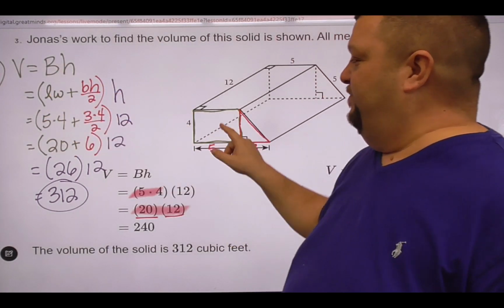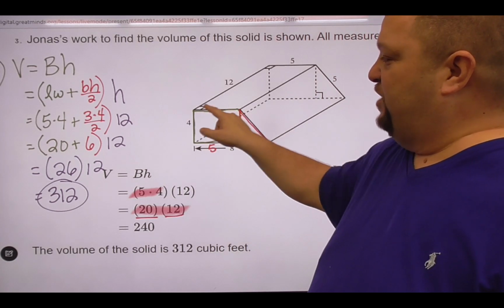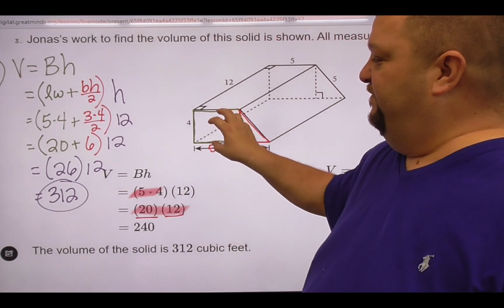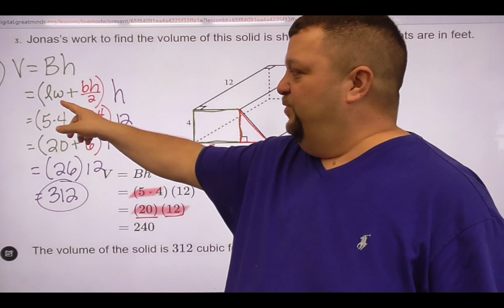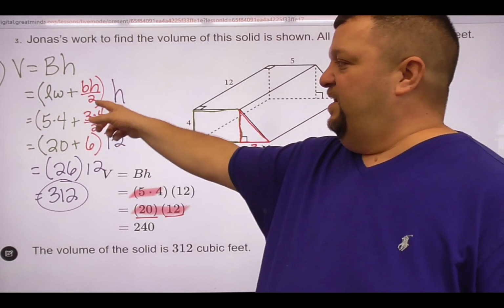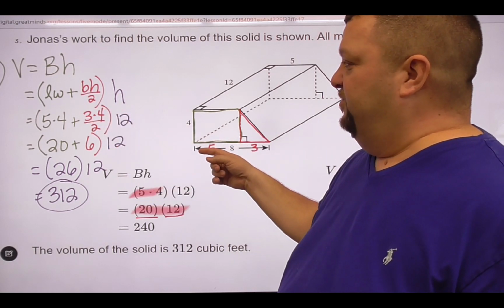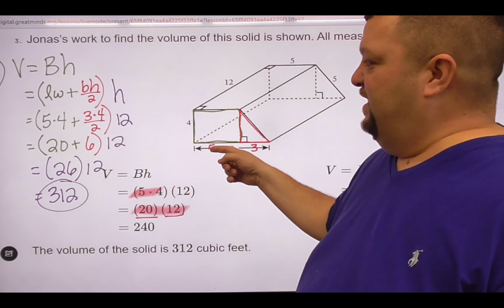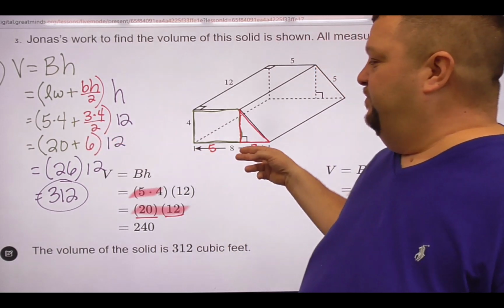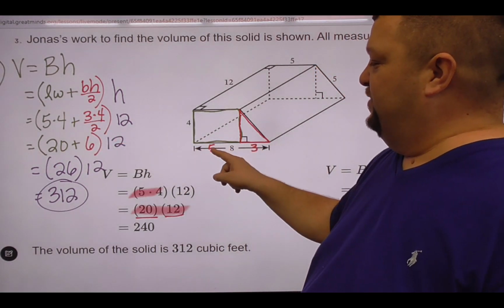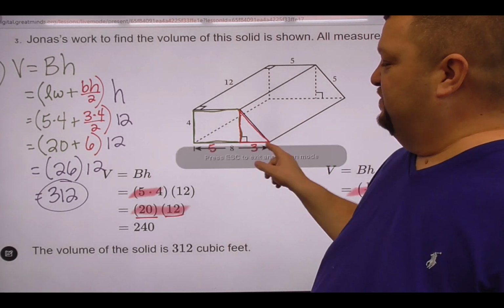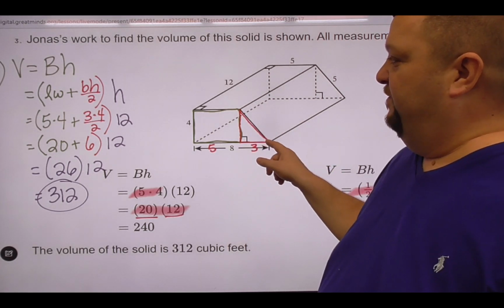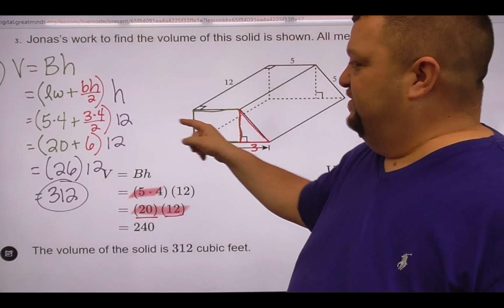We looked at the base, which is this trapezoid. To find the area of this base, you have to decompose it. Here's a rectangle, so length times width. Here's a triangle, so base times height divided by 2. Then you plug in your numbers. The length and width of the rectangle are 5 and 4. The base of the triangle is 3 because we had a 5 right here, so this piece is 5, and if this whole thing is 8, that only leaves us with 3 for the base of the triangle. And the height is the 4.